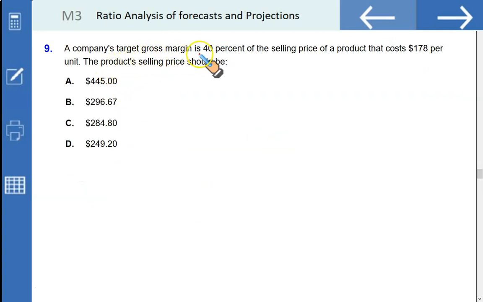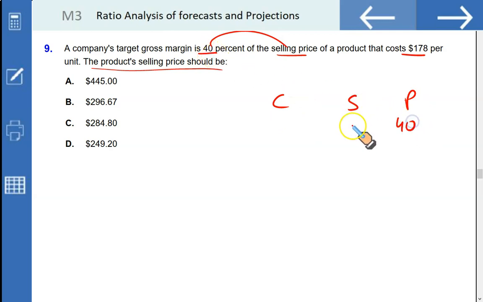A company's target gross margin is 40% of the selling price, margin as a percentage of sales, and the cost of the item is 178. The unit selling price should be... there is a quick way of doing it, write CSP. C stands for cost, S for selling price, P for profit. Your margin is expected to be 40, based upon sales, so sales has to be 100. If profit is 40, based on sales, sales must be 100, and if sales is 100 and profit is 40, the cost must be 60. This is a very fantastic way of doing any question involving cost, profit, and sales. So if the cost is 178, you can directly find the selling price or profit, whatever is required.